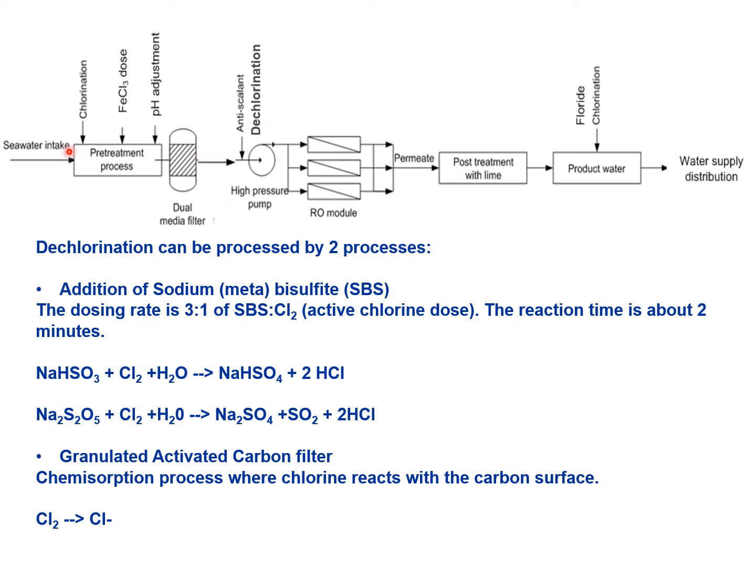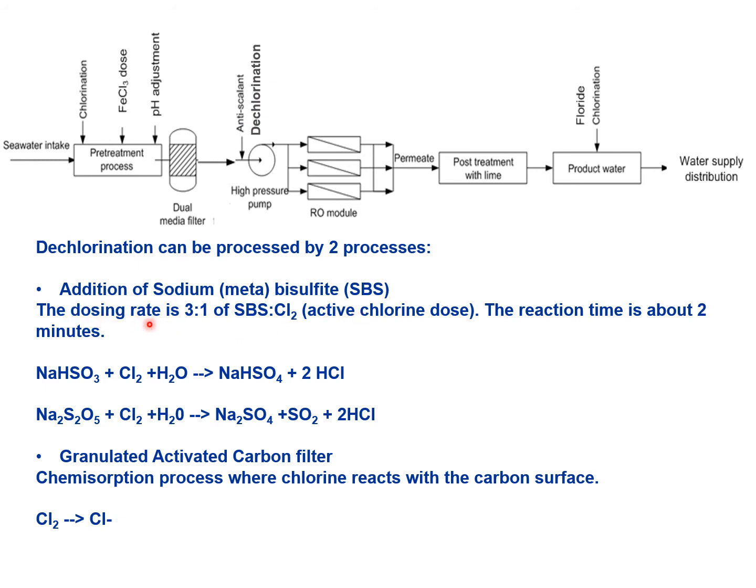This can be resolved by addition of sodium bisulfite (SBS) or a granular activated carbon filter. Normally in seawater desalination we don't go through a granular activated carbon filter, because that is a chemisorption process where chlorine reacts with the carbon surface, converting active chlorine to chloride ions. This chloride ion is no longer an oxidant, so it is very safe for reverse osmosis. However, this cannot be used for dechlorination in seawater desalination. We just use SBS.